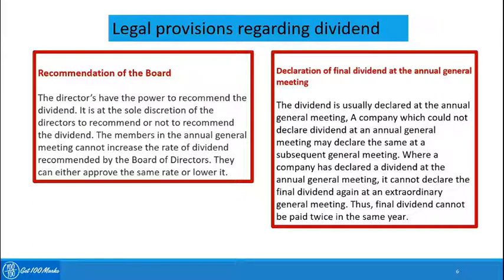So, declaration of final dividend at the annual general meeting. Dividend is declared during the annual general meeting of a company. The company which could not declare dividend at the AGM may declare the same at the subsequent general meeting. Where a company has declared a dividend at the annual general meeting, it cannot declare the final dividend again at the extraordinary general meeting. So it's an annual dividend which can be declared only once a year.